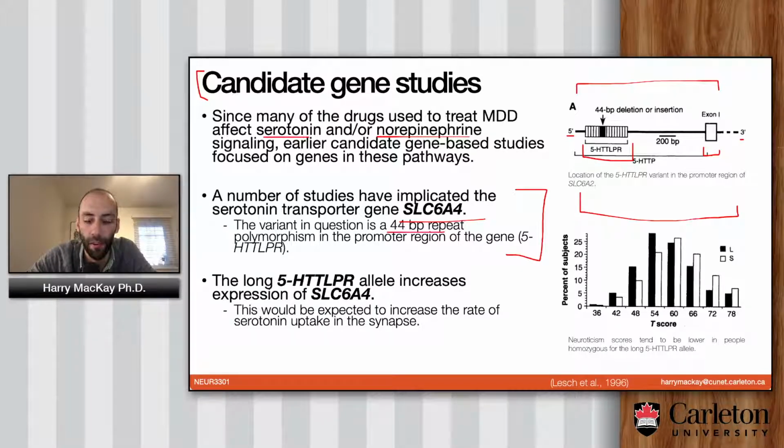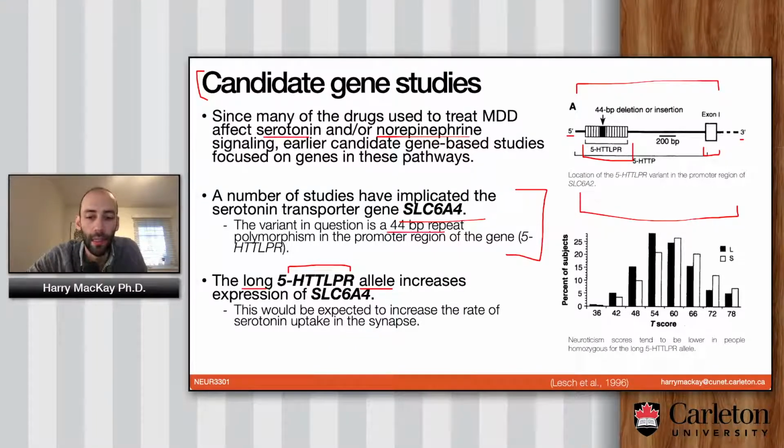So you can either have this repeat inserted or deleted, and the genotype that somebody has is whether they have the repeat or whether they don't. It's not so much about the length of the repeat, it's just about whether or not they have it. So this is called the 5-HTTLPR locus, rather. You can have either the long allele or the short allele here.